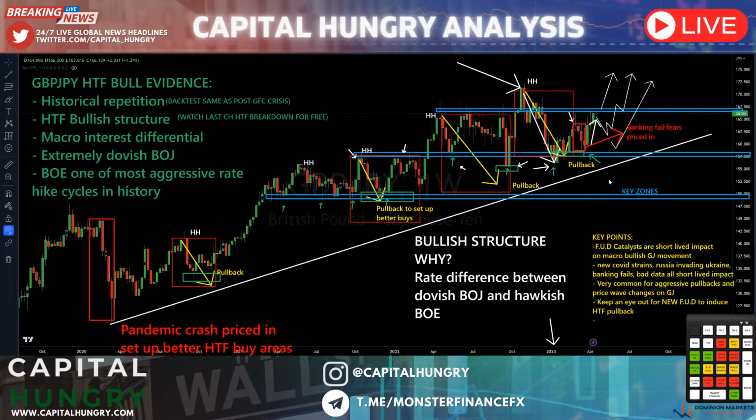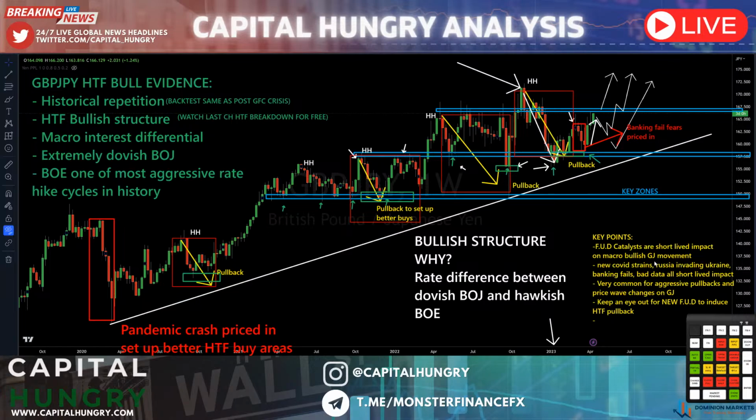Right? So what are some key points that we can take away from the events that have taken place, the backtesting we've done, reviewing previous capital hungry higher time frame and educational webinars? One: fear, uncertainty, and doubt catalysts, whether it's new COVID strains or lockdowns at the time, and events get priced in, whether it was Russia invading Ukraine, whether it was banking sector failures and SVB collapsing and Credit Suisse collapsing and so forth. The majority of fear, uncertainty, and doubt catalysts have a short-lived impact in the timeline of the macro bullish GJ movement.